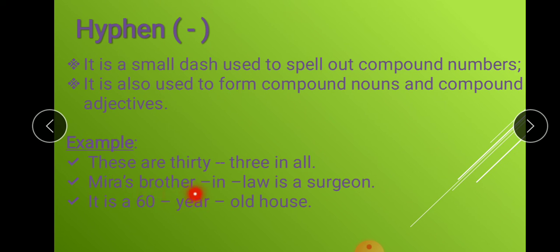Meera's brother-in-law is a surgeon. Brother-in-law is a compound noun. It is a 60-year-old house. Now here, 60-year-old is a compound adjective as it says more about the house.